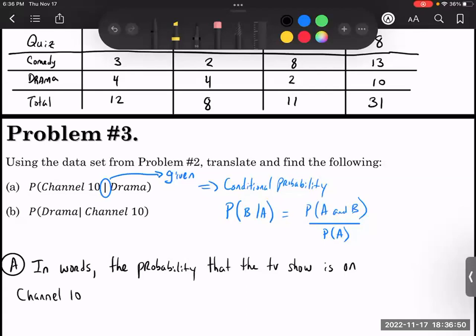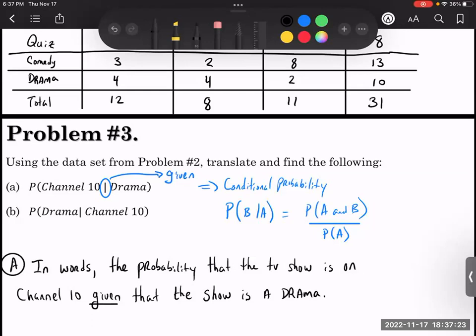And is it a drama show? Nope. What does the bar mean? Given that what? What do we know about the show? The show's a drama. Yeah, that's right. That the show is a drama. So in words, the probability that the TV show is on channel 10, given that the show is a drama.